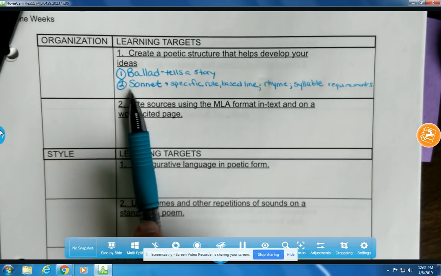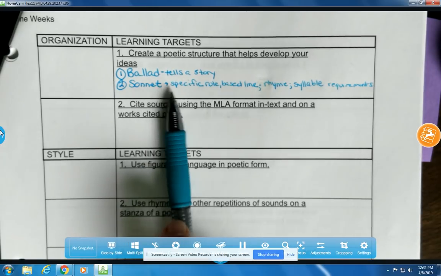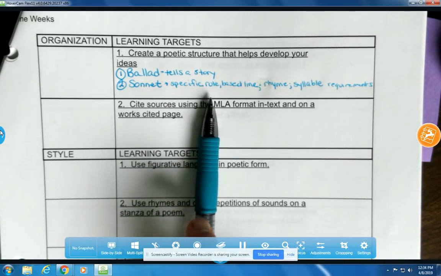We're going to look at number 2 here, the sonnet. The sonnet has specific rules to follow. So if you're one that likes rules of poetry, you like working in the confines of specific rules that you have to follow, you'll like this one.